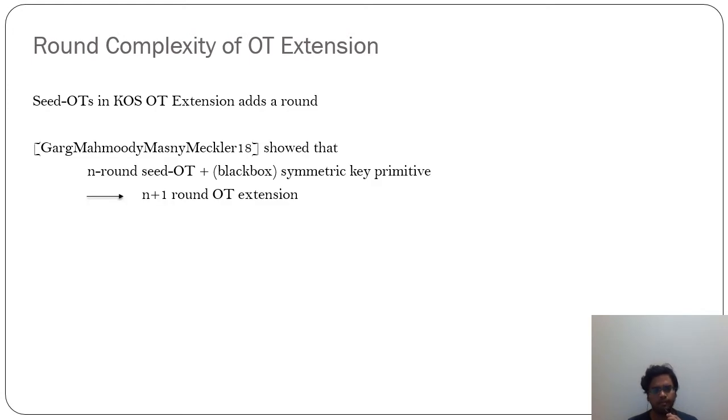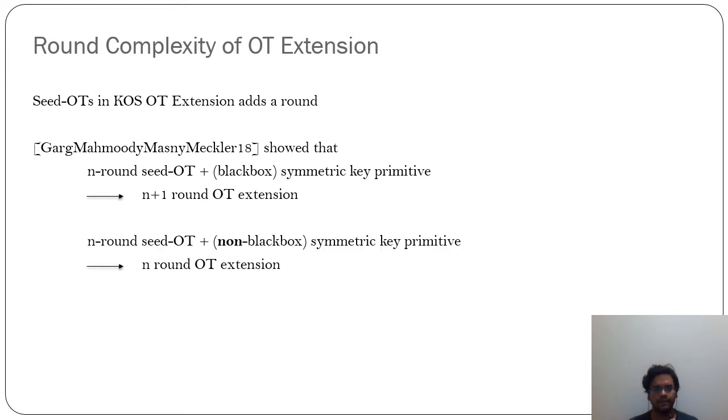And this was shown by the work of Garg, Mahmoody, Masny and Meckler, which said that if one uses an n round seed OT protocol in a black box way and some symmetric key primitive in a black box fashion, then one can get n plus 1 round OT extension. And if one uses an n round seed OT protocol along with non-black box access to symmetric key primitives, only then can they get n round OT extension. So we circumvent the above bound using non-black box usage of our seed OT protocol. We obtain an n round seed OT protocol, and our OT extension protocol is also n rounds.